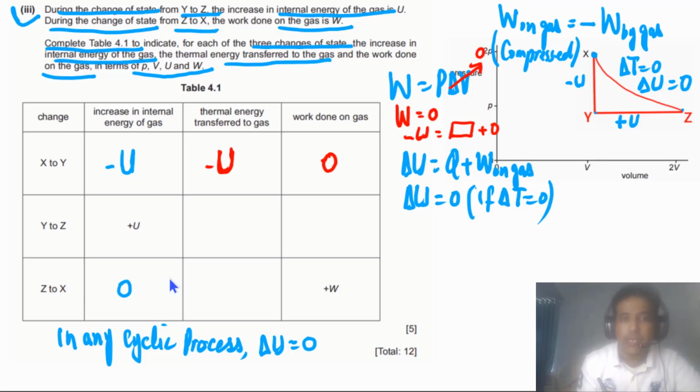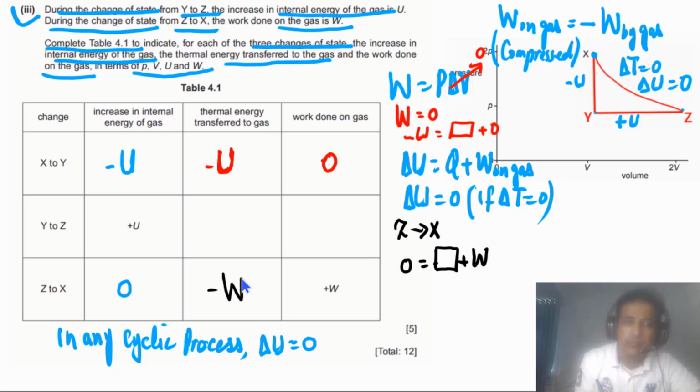If you go from Z to X, we have change in internal energy equal to 0, and work done on gas is plus W. So if we write down the first law of thermodynamics, let me use a different color. For Z to X, what is delta U? Delta U is equal to 0. What is work done? That is W. How about Q? The sum of these two has to be equal to 0, so this one has to be negative W.